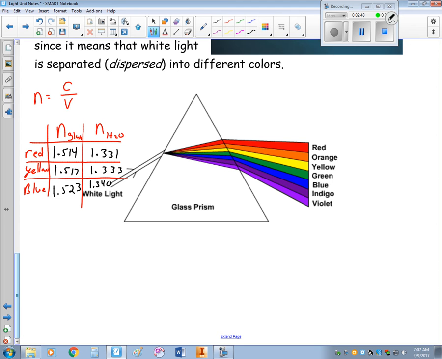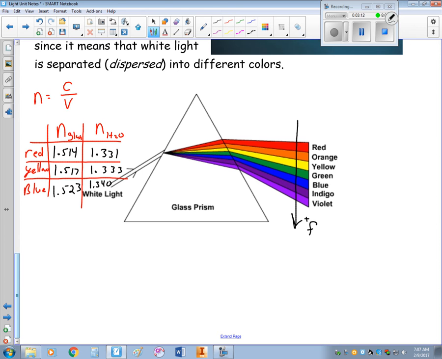So notice then that as we go from red to blue, the index of refraction increases. So remember that when we go from red towards blue, the frequency increases. So for higher frequency waves, they have a higher index of refraction, which means that they bend more.